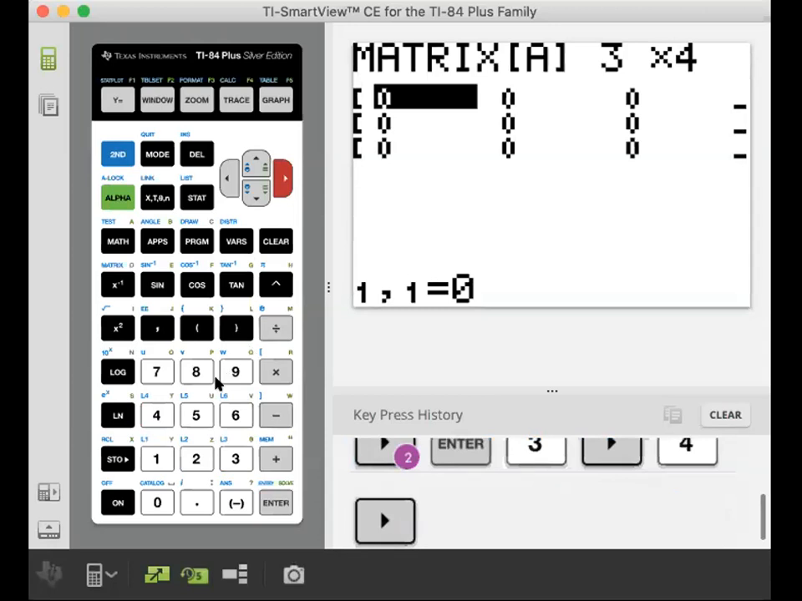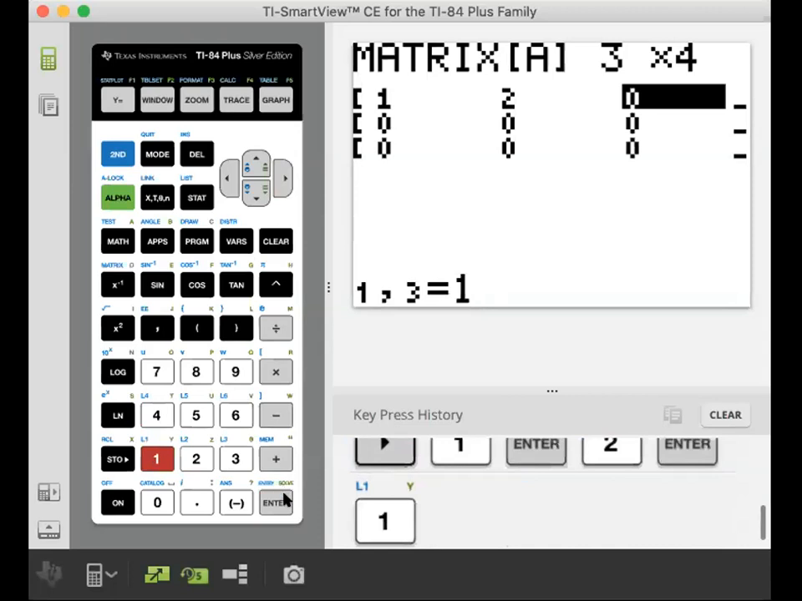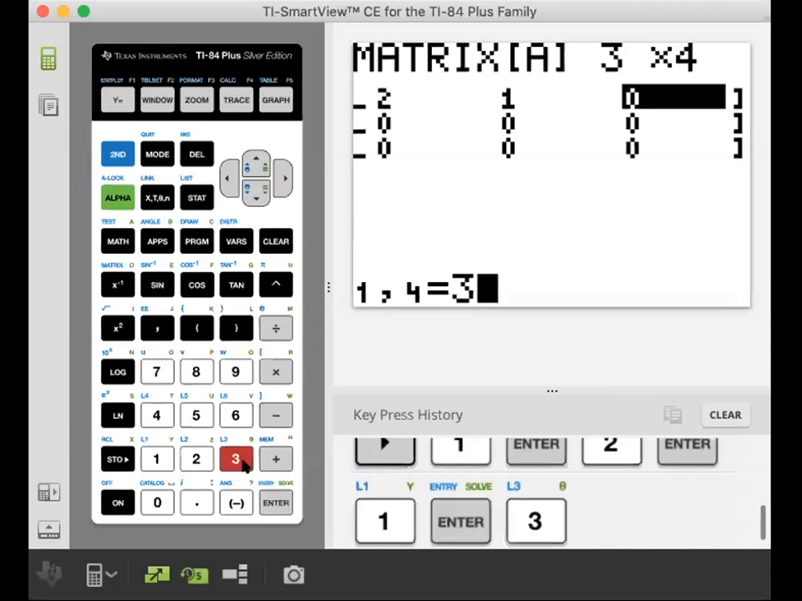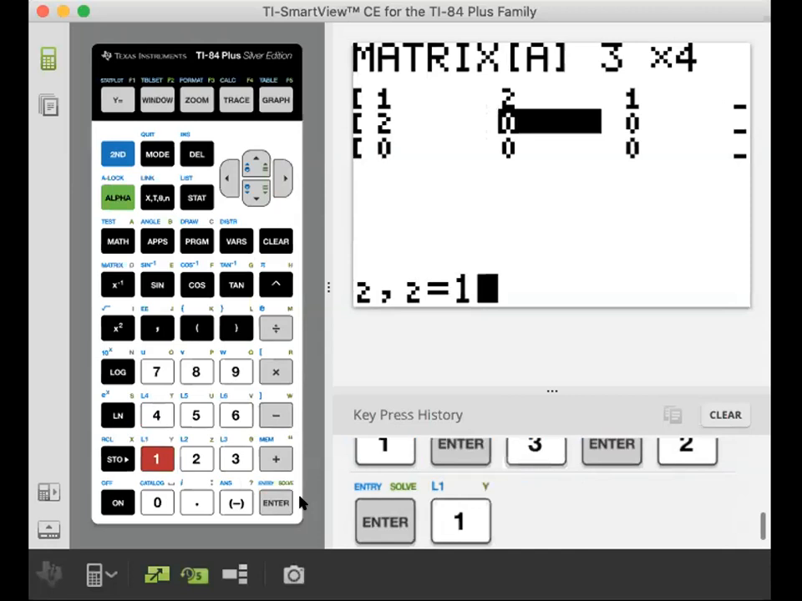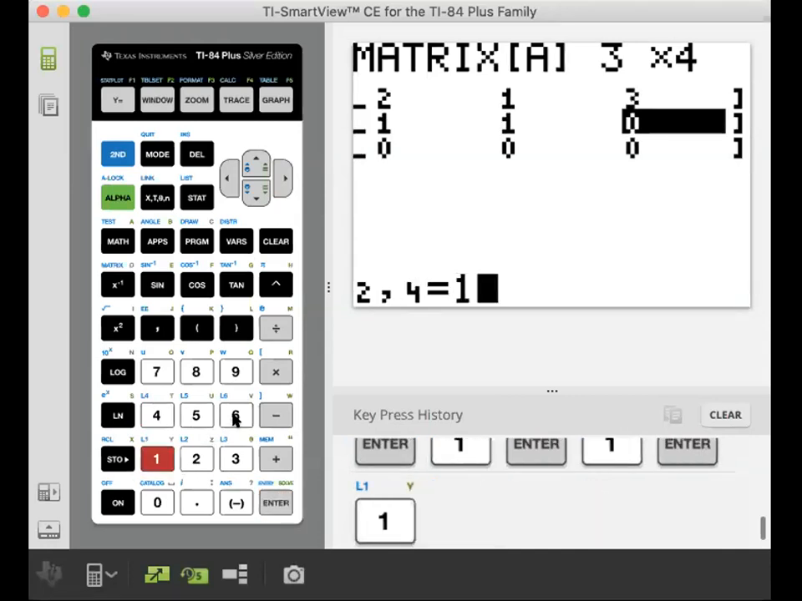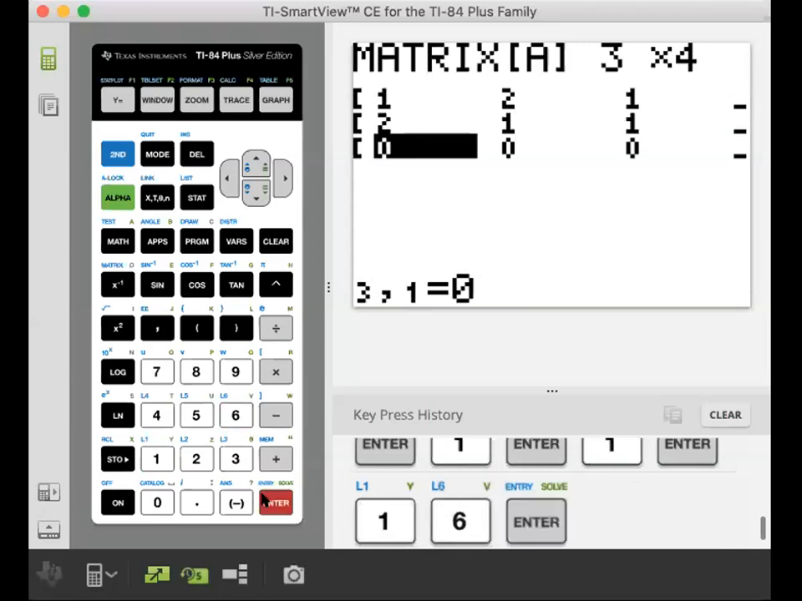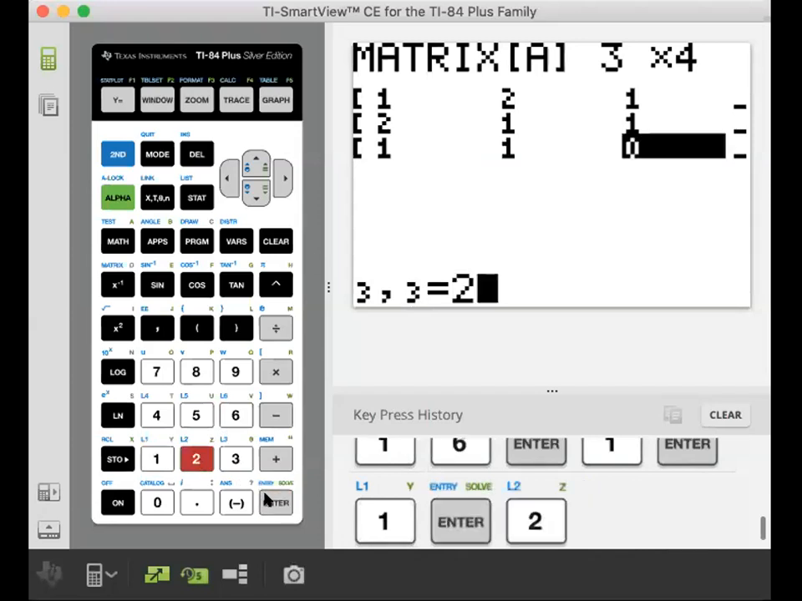Now, when you want to put in the augmented matrix, you could push 1, and you could push enter actually, and it will go to the right. So 1, 2, 1, 3, and then 2, 1, 1, 16, and then 1, 1, 2, 9.